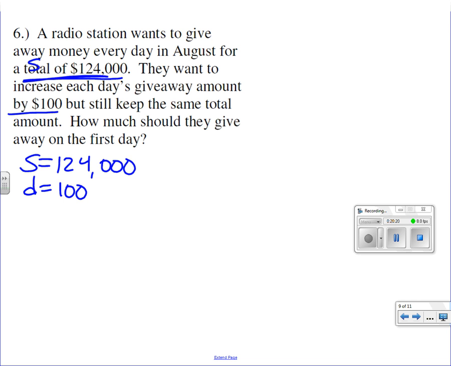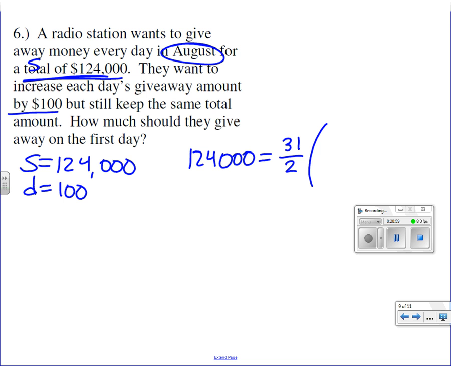So for S, I know it's 124,000 equals, do I know N? What's N stand for? Number of terms. And in this problem, it stands for number of days. So this one, you have to use some outside information. What are the number of days in August? 31. Okay, 31 over 2. Parentheses.